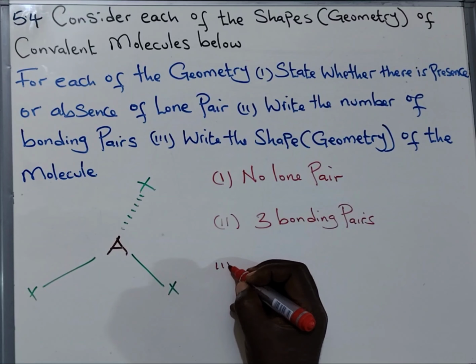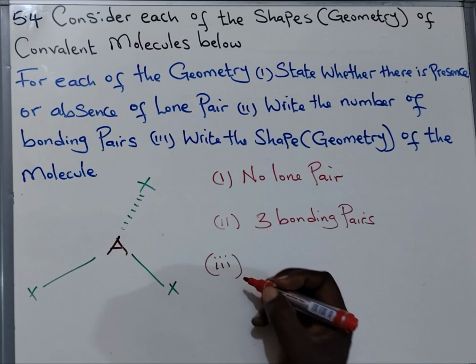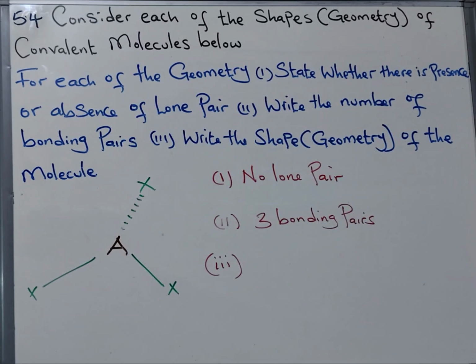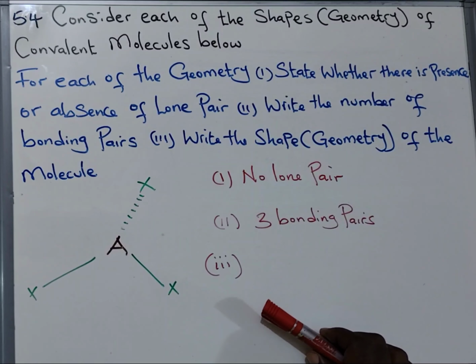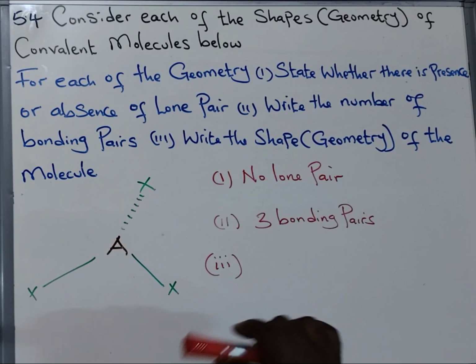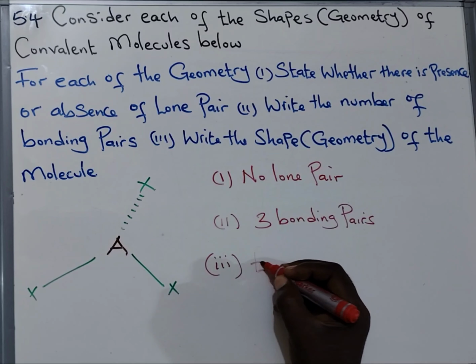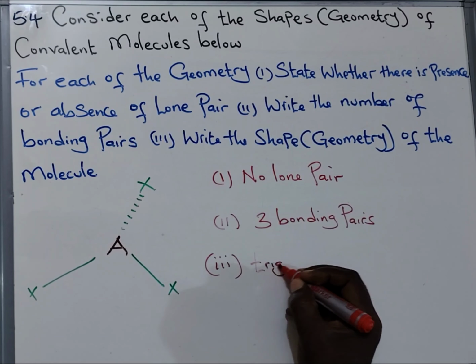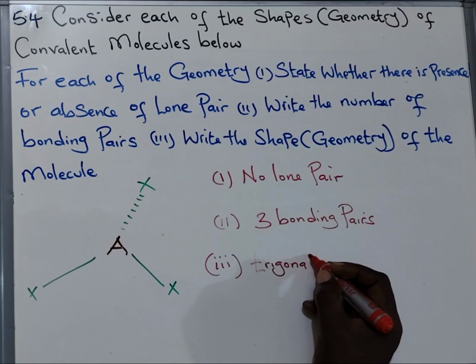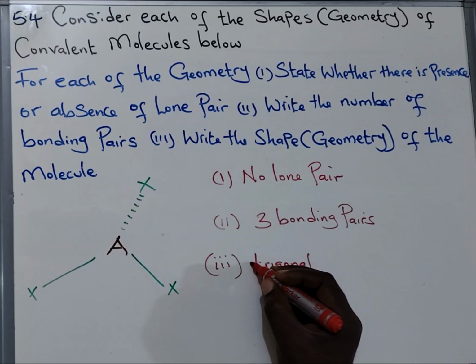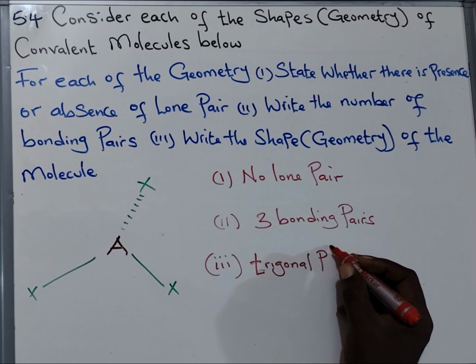Okay, then we come to number 3. What does it say? Write the shape or geometry of the molecule. So the way they are spread and they are 3, what is the shape? The shape is trigonal planar.